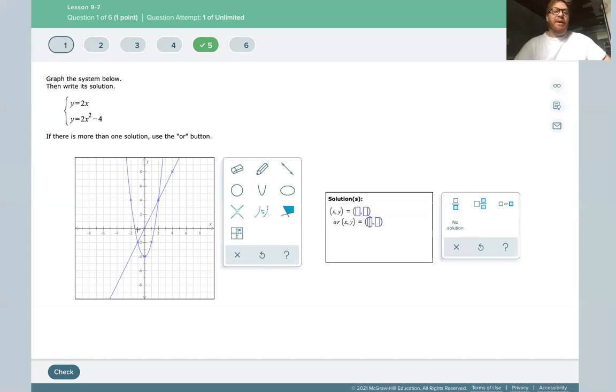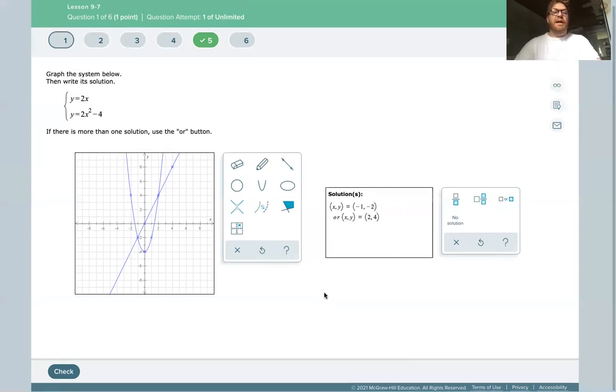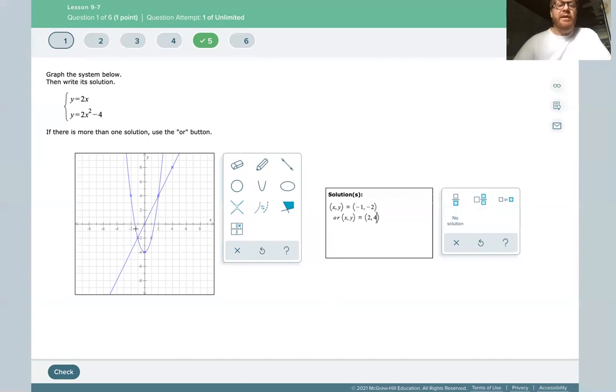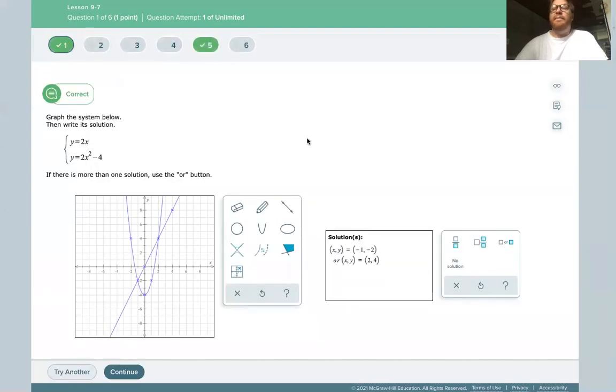So this looks like the point -1, -2. All right, so let's put that in, -1, -2. And then over here, the other point where it looks like it intersects is the point 2, 4. So 2, 4. And remember, that's the solution, is where these things meet each other. So let's click check. Hey, look at that.